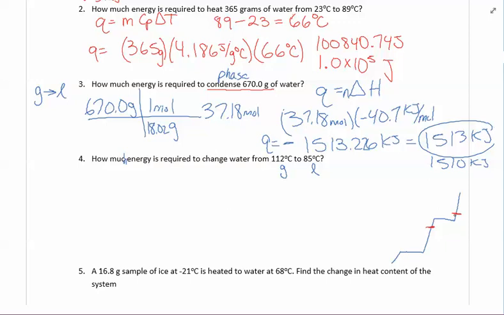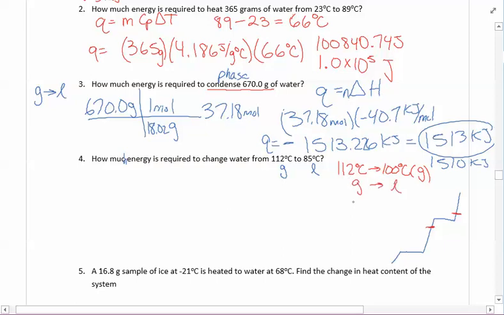So I like to write this out before we go any further. We need to go from 112 degrees Celsius to 100. This is all going to be as a gas. I can't go any lower than 100 and still have a gas. That's how I know to stop at 100, because that's where the phase change occurs. Then I'm going to go from a 100 degrees Celsius gas to a liquid. Once I have a liquid, I can go from 100 degrees Celsius to 85 degrees Celsius. Both of those would be a liquid.